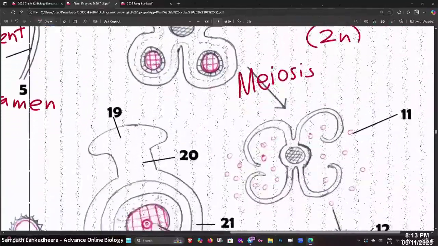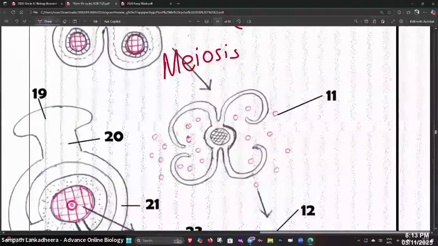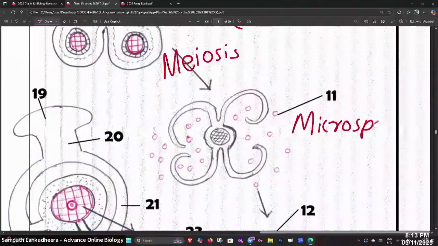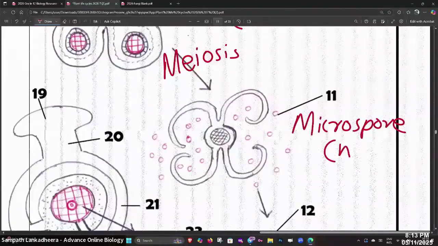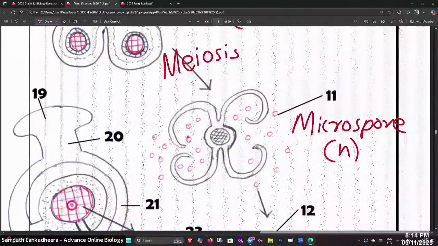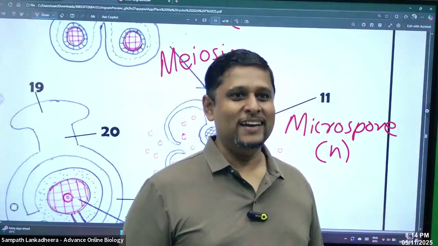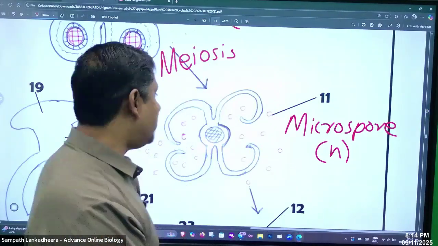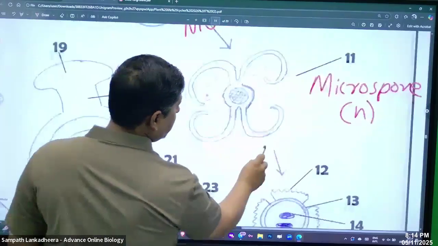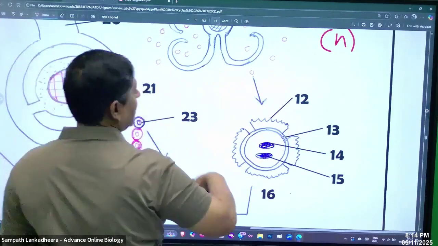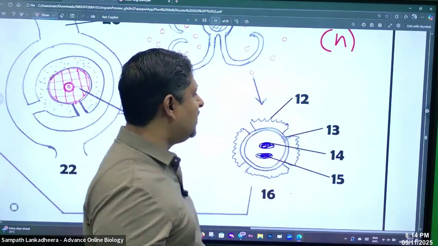What is the result of meiosis? It forms microspores. What is the ploid level? Haploid. Microspore is a haploid cell. So this microspore becomes the pollen. So this is number 12 and 13.